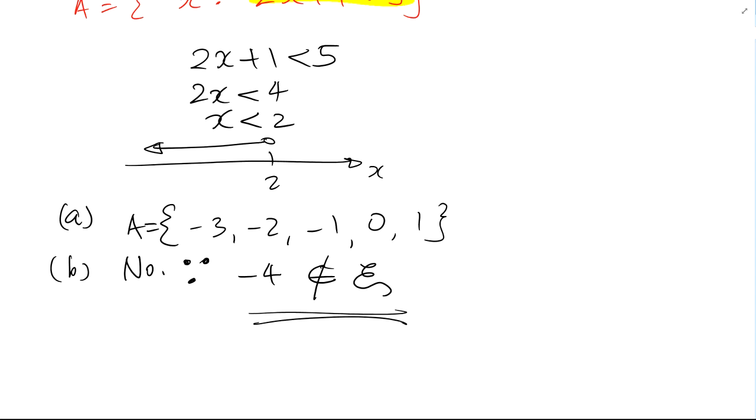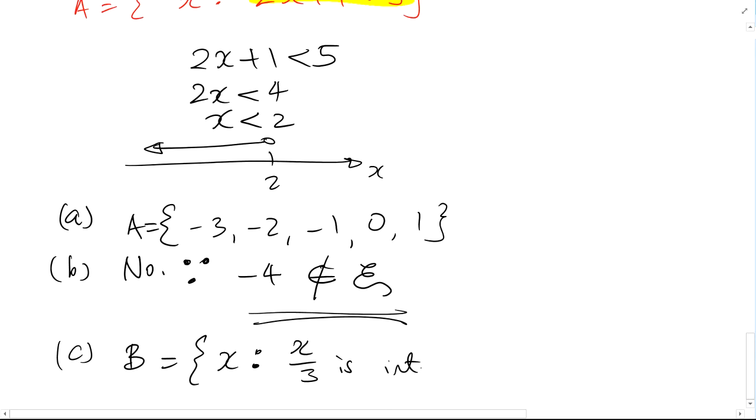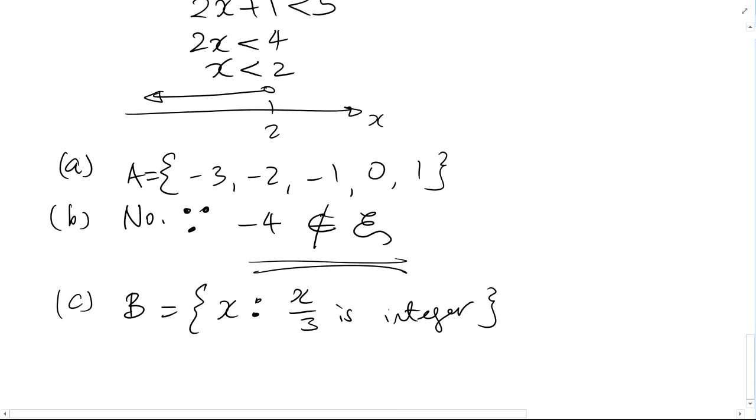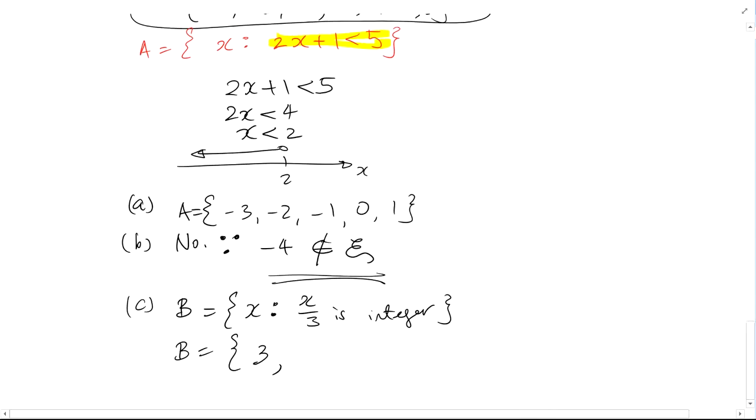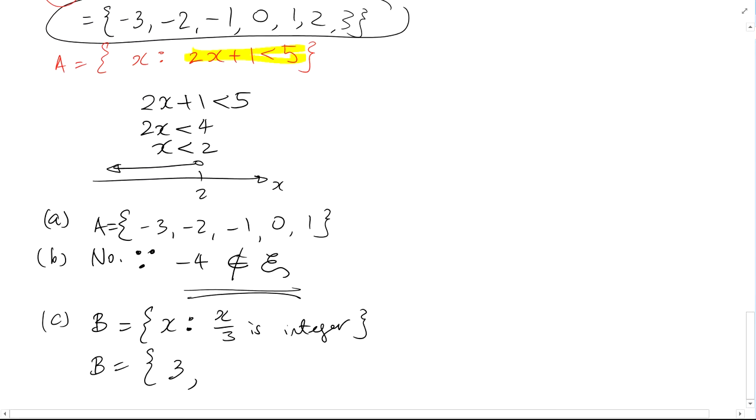So next, part C. Write down common elements of A and B. Okay, what is B? B says that it has x values where x over 3 is an integer. If x over 3 is an integer, right, what can x possibly be? Okay, so we said that here B will contain 3. Anything else? We need to refer back to our universal set. We can only take these values. Okay, negative 3. Any more? Any more? Something divided by 3 results in an integer.